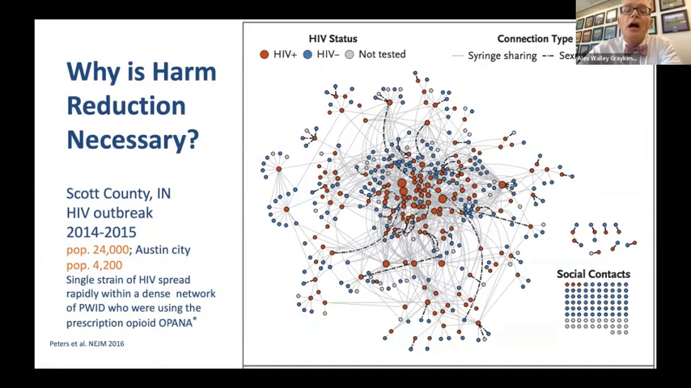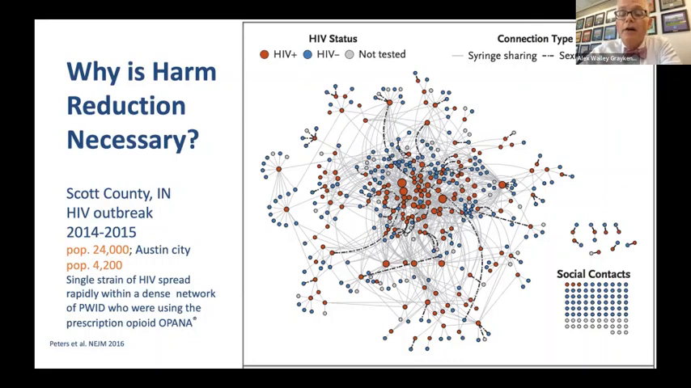And I'm just highlighting this one particular moment in rural Indiana and Scott County in 2014, 2015, where there was an HIV outbreak in a rural area. A single strain of HIV spread rapidly within a dense network of people who were injecting drugs. So they were actually injecting a prescription opioid, oxymorphone, which is no longer on the market. And through their injection practices and really lack of harm reduction, HIV spread quite quickly in this small community.